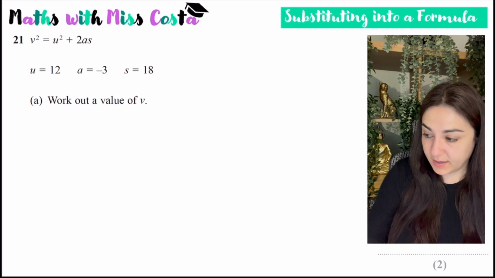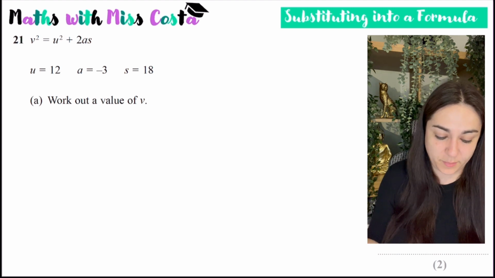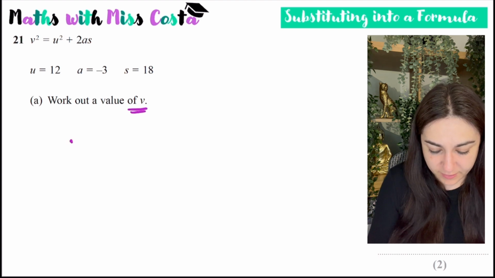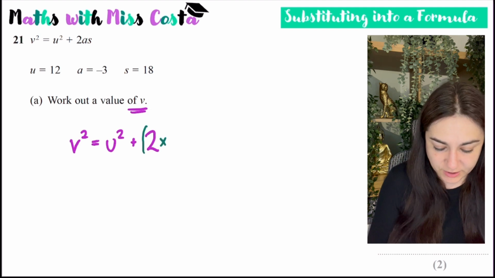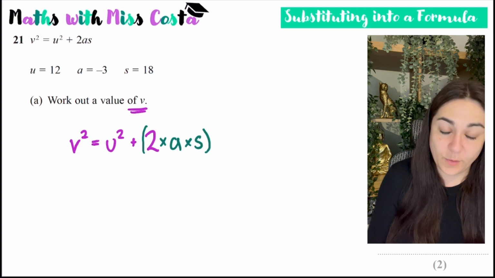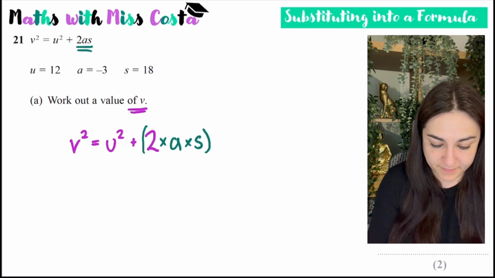Okay, next we've got a substitution question. So again, with substitution, it's just always super helpful to actually write out what the algebra means. So we need to work out the value of v. So I know that v squared equals u squared plus 2as, and 2as means 2 times by a times by s. Whenever numbers and letters are next to each other in algebra, it means they're being multiplied.